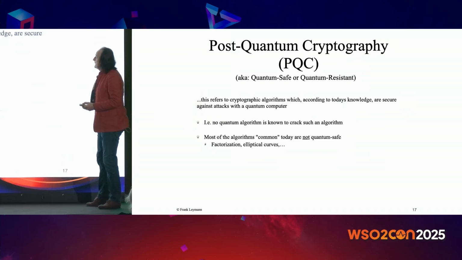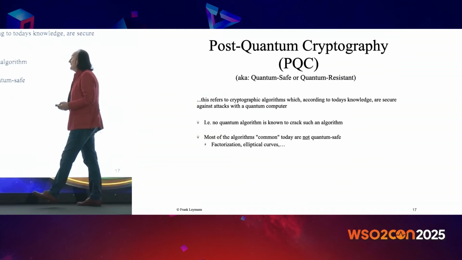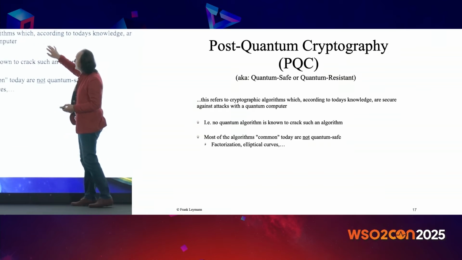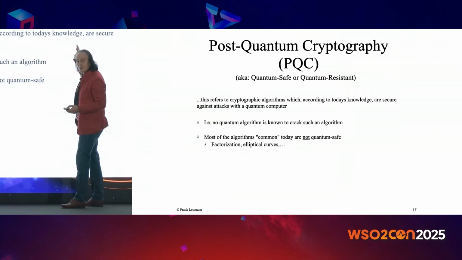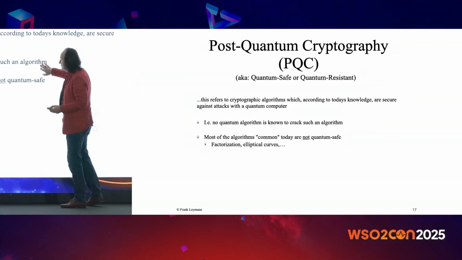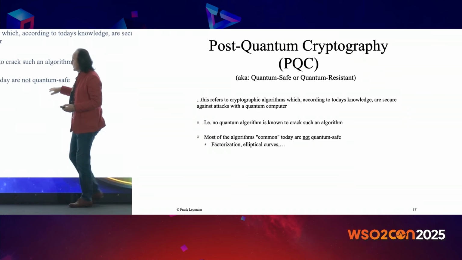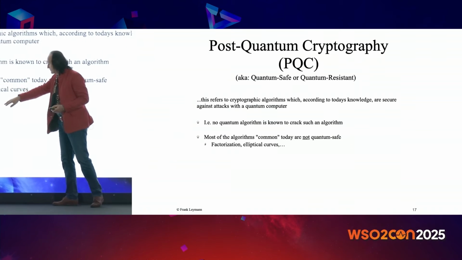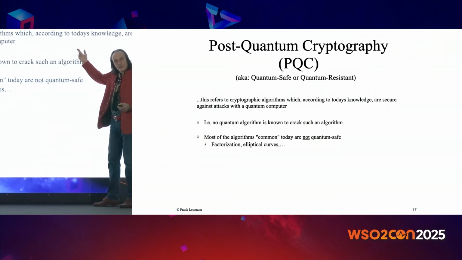So post-quantum cryptography refers to cryptographic algorithms which, according to today's knowledge, are secure against attacks of a quantum computer or a classical computer. No algorithm is known to allow cracking these algorithms, and most algorithms are not quantum safe. As I said before, factorization can be cracked, the elliptic curve can be cracked, any others too, but these lattice-based algorithms can't be cracked.